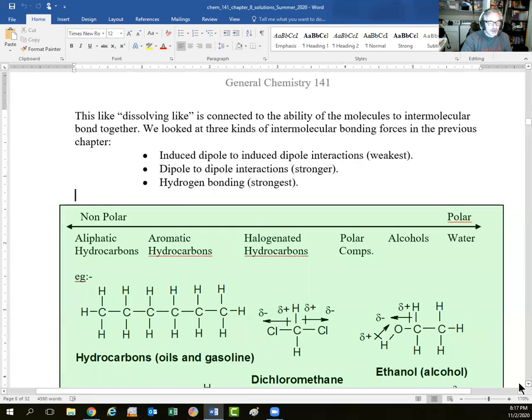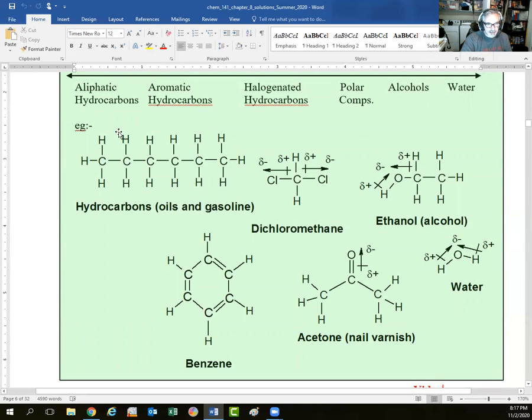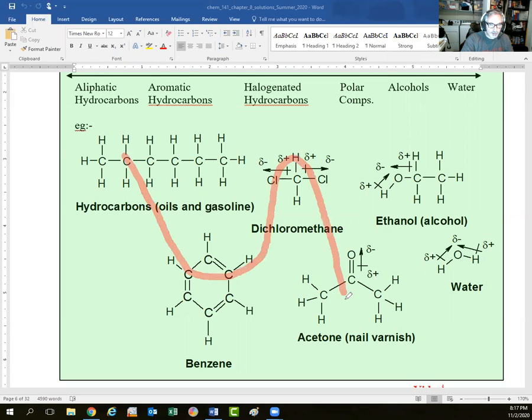So if we look at a very general scale here for this, the polarity is increasing from left to the right as we snake through our picture, from hydrocarbons to benzene to dichloromethane to acetone to ethanol to water. We're talking about increasingly polar covalent compounds. So let me see, let's just draw a line for this. So there's an increasing polarity from left to right.